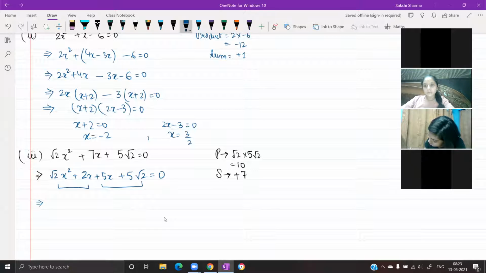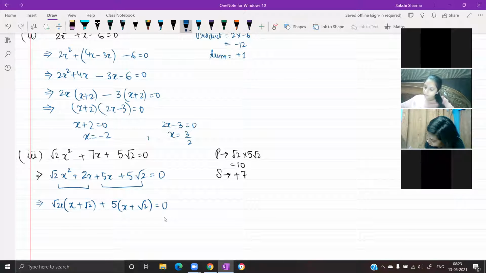√2 is common from the first pair. From the first pair, √2 can be taken out as √2x, and the factor in the bracket will be x plus √2. From the last two, 5 into x plus √2, that is 5x plus 5√2. Just check once that the binomials match, and then you may proceed to the next step.